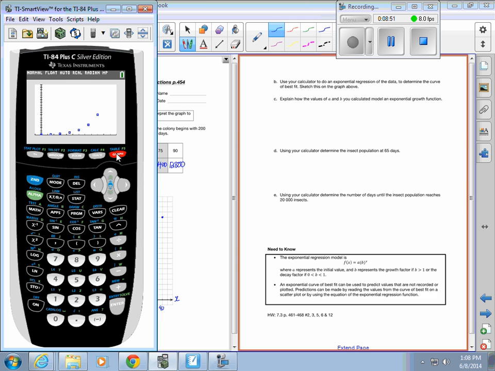So then it says use your calculator to do an exponential regression of the data to determine the curve of best fit. So exponential regression, we go back into our statistics. We want to calculate. Exponential regression is down. There's linear, quadratic, and there's exponential regression. So we want list 1 is our x list. List 2 is our y list. Calculate, enter.